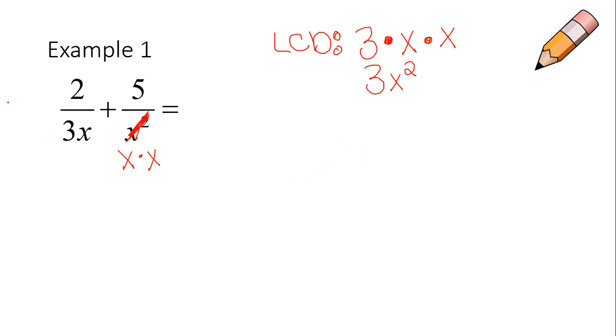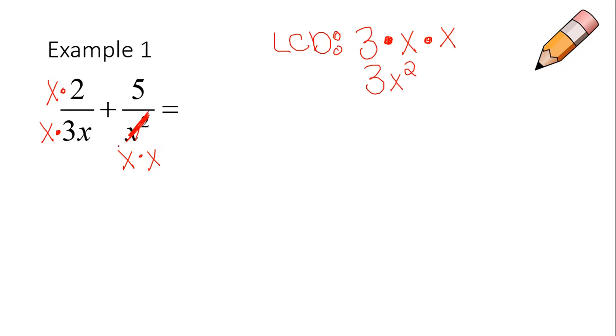Now I need to look. What do I need to multiply this denominator by to get the least common denominator? Well, it needs an x, right? So I'm going to multiply by an x on the top and the bottom.